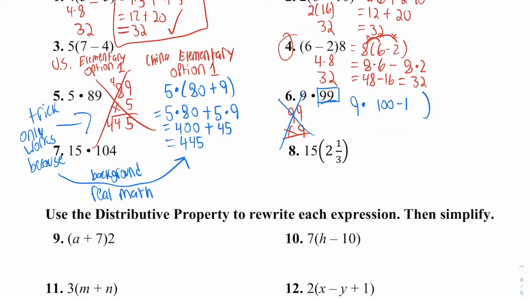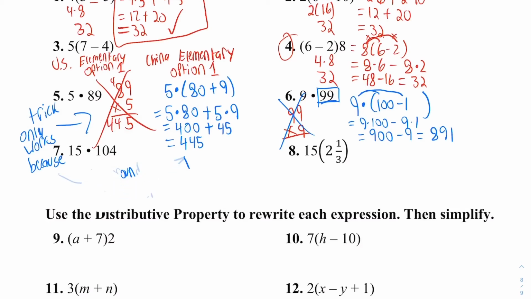100 minus 1 is going to give us back that 99. And I'm going to need this box to move because it's in my way. So 9 times 99 is the same thing as 9 times (100 minus 1). And now I can use the distributive property. 9 times 100 minus 9 times 1. 9 times 100 is 900. And then 9 times 1 is 9. And then 900 minus 9 is 891. That was real quick. It was no problem at all. It was easy.